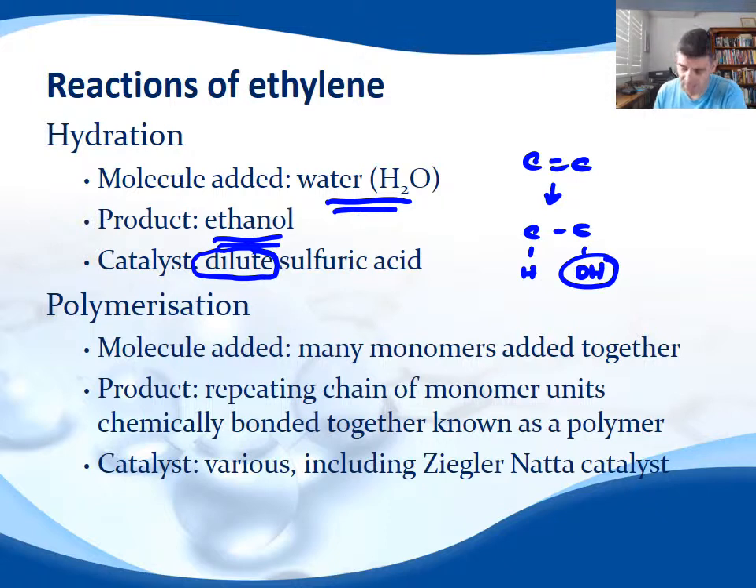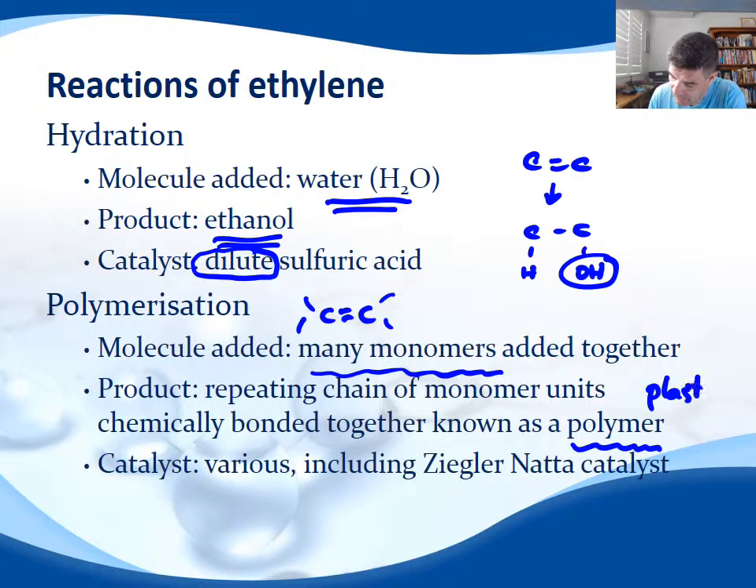And polymerization is again something that we'll look at in a little bit more detail later on, but this is lots and lots of monomer units, lots and lots of individual ethenes being added together in order to produce a very long chain of monomer units that are known as a polymer. And the best group of these that we're probably most familiar with are the plastics and things like PVC and polystyrene and polyethylene. There are various catalysts that are involved in polymerization reactions, but one of the most important is the Ziegler-Natta catalyst, and that's for the production of HDPE.